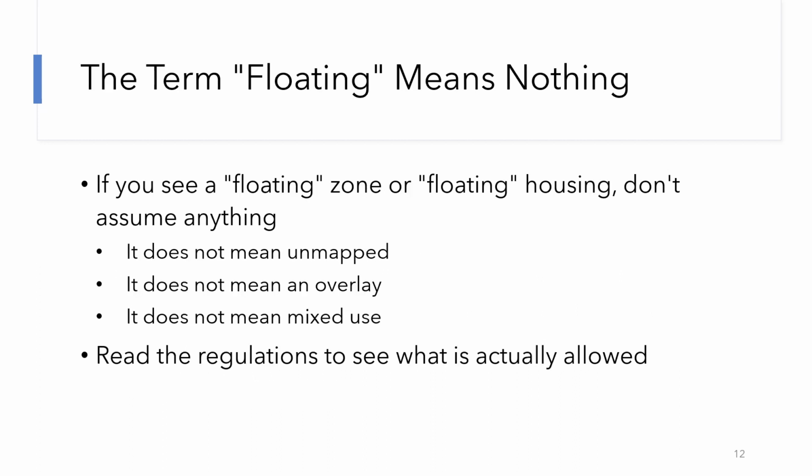As a general reminder, there is this word floating that you will sometimes see tied to districts. Whether it's a PRD district or not, you should ignore this term at all times. Floating really doesn't mean anything in terms of anything reliable that you can assume about any district. It doesn't mean that it's mapped or not. It doesn't mean that it's an overlay. It doesn't mean mixed use. It doesn't mean PRD. It just is a generic word that is occasionally used in the text.